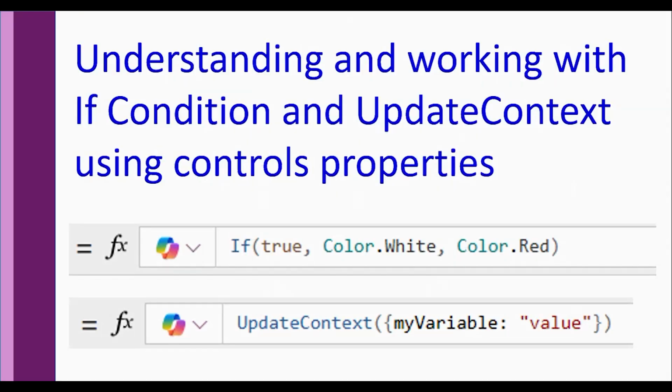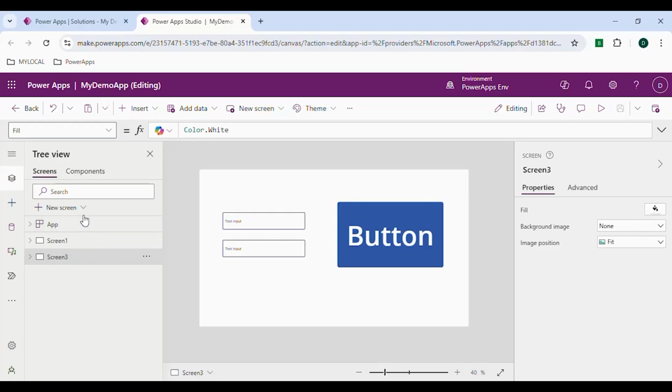So far we learned how to work with dynamically updating the properties, and let's continue this video by understanding and working with the if condition and creating the variable in Power Apps, like using UpdateContext. Let's begin. Let me add a new screen here.